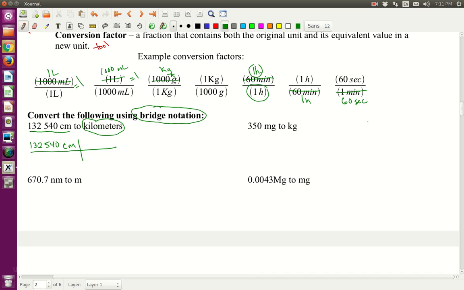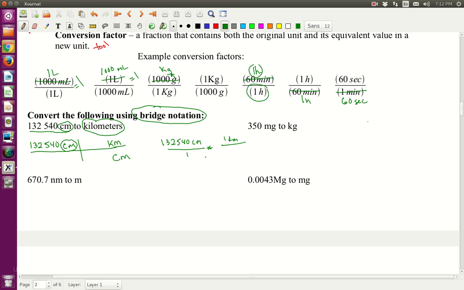So I want kilometers to be my answer. So kilometers, km, needs to be the unit on top. And I need to cancel out the centimeters right here. So centimeters has to be on the bottom, because you can think of this also as just a multiplication factor. You could write it like 132,540 centimeters over 1 times. All right, what is 1 kilometer over how many centimeters are in a kilometer?